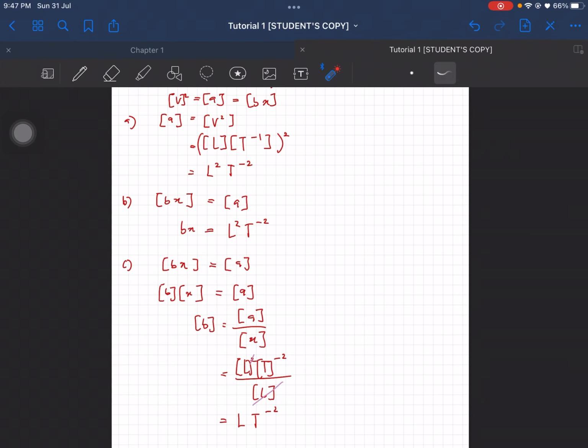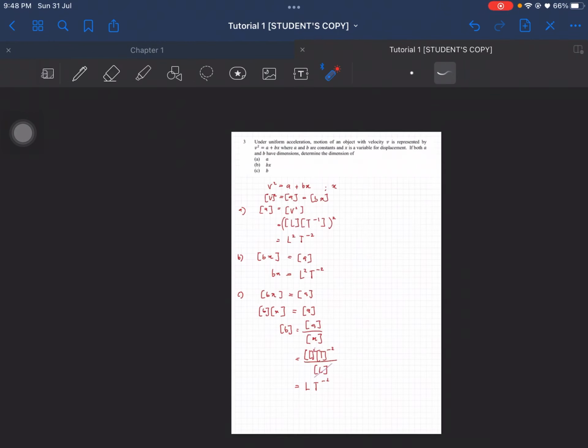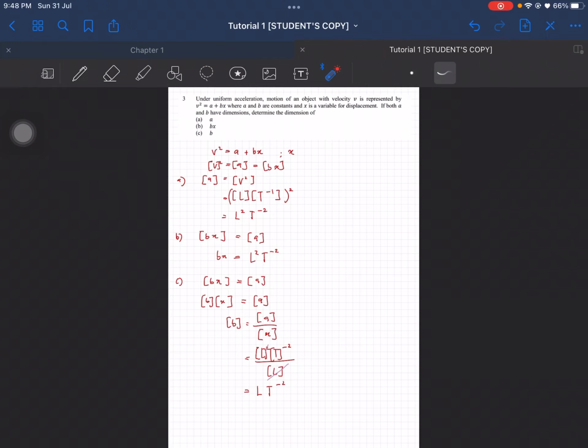Okay, if you use v square equal to bx, you are actually doing the same thing as you did here. Okay, so since we already found the dimension of a, we just directly use this part. Alright, okay, so if you have any problem for this question, please let me know.